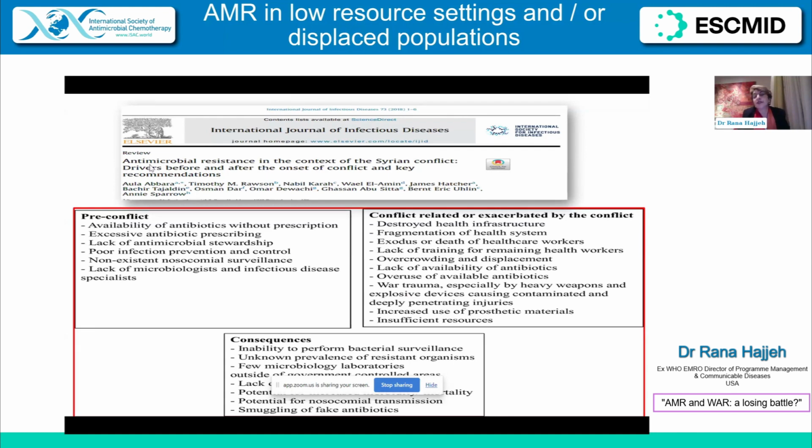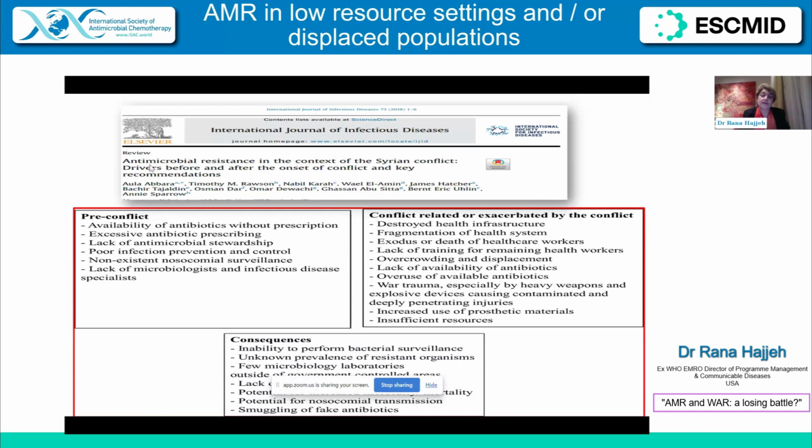Before we get into what is available in terms of data from the region for countries in current conflict, I thought it's good to share this article that was published from Syria, presenting some drivers from before the conflict, not only during the conflict. So the pre-conflict conditions had also facilitated the rise of resistance in many of these countries, including factors that I'm sure the participants are quite familiar with: the availability of antibiotics without prescriptions, overuse and overprescription of antibiotics, lack of any significant stewardship programs, poor IPC, bad nosocomial surveillance, which basically means you don't have a good assessment of the problem in order to prevent it, and poor human resource capacity when it comes to strong microbiologic capacity and infectious disease specialists.